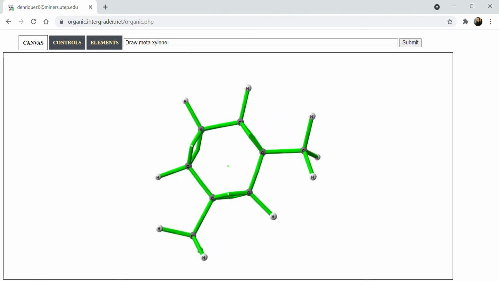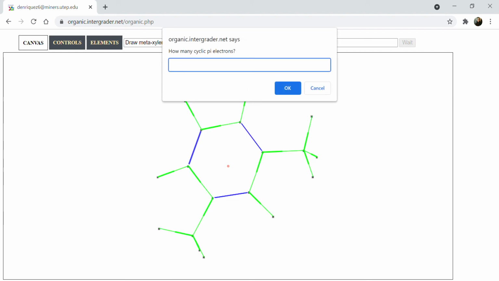We have the same amount of cyclic pi electrons, just 6. So we'll go ahead and put that.